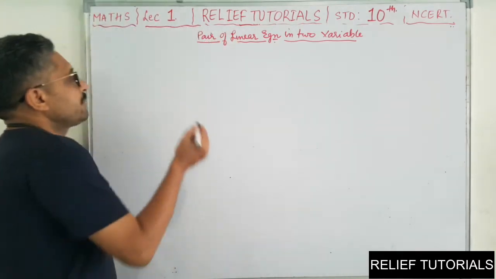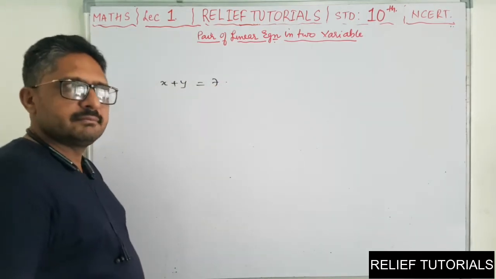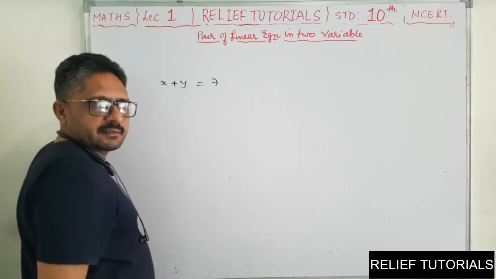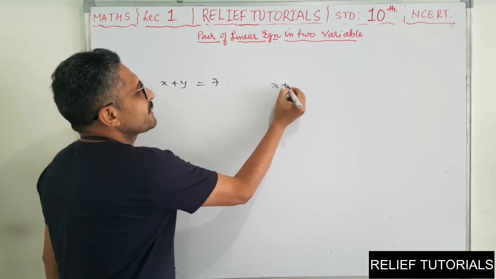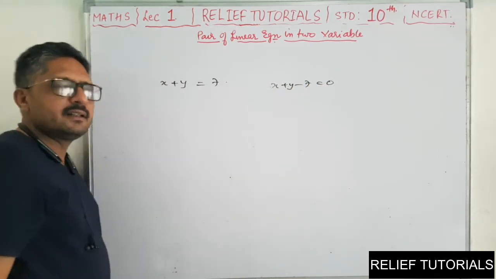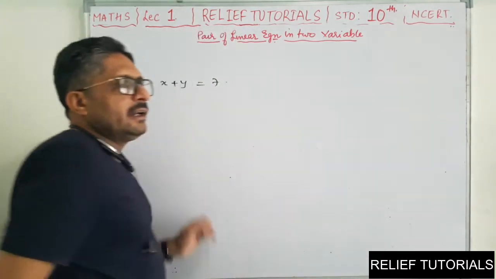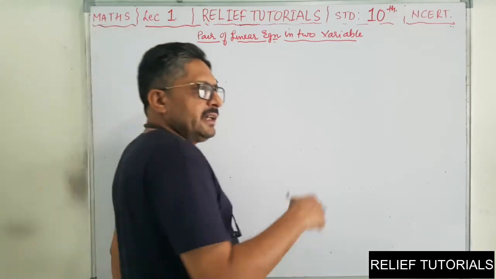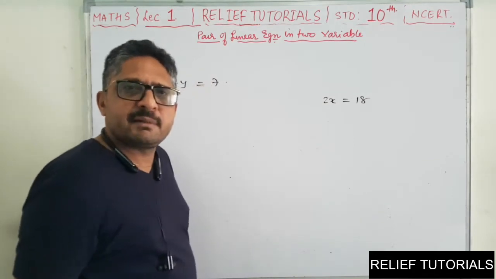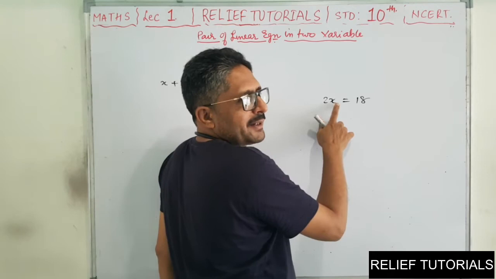See now, for example, if I say x plus y is equal to 7, where a is 1, b is 1 and c is equal to 7. Clear? In standard form you can write x plus y minus 7 equal to 0. So a is 1, b is 1, c is equal to minus 7. Now a question arises. In lower standard we have learned 2x is equal to 18. So this is also a linear equation, but in one variable, x. You can write 2x plus 0y minus 18 equal to 0.